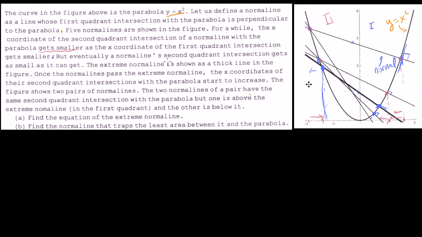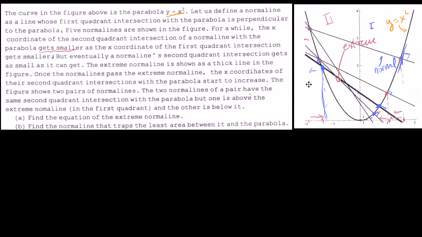The extreme normal line is shown as a thick line in the figure. Right, this is the extreme normal line right there. So this is the extreme one, that deep, bold one. Extreme normal line. After this point, when you pull in your x values even more, the intersection in your second quadrant starts to push out some.